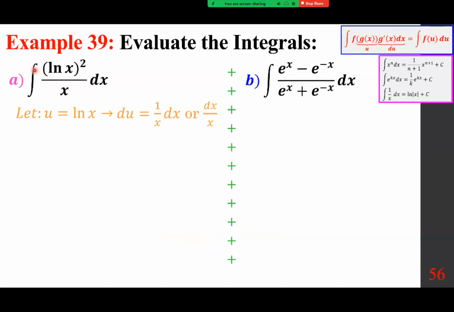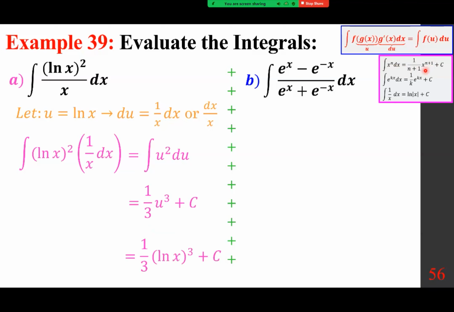So what do we do? Always rewrite your expression so it becomes clear what you're dealing with. So I'm going to separate them into the following. ln x to the power of 2, and then 1 over x dx. I put it in this format. You could put it in this format. So this is u squared. This is du. And that is a simple case of a power rule, 1/3 u cubed plus a constant. And the u is replaced with ln x.